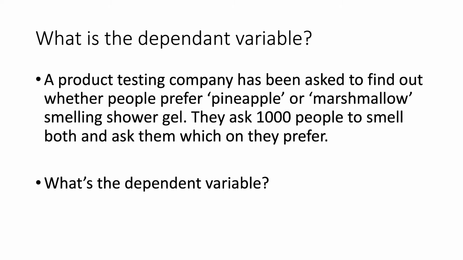Another example: a product testing company has been asked to find out whether people prefer pineapple or marshmallow smelling shower gel. They ask 1,000 people to smell both and ask them which one they prefer. So what's the dependent variable? Well, what are you measuring? You're measuring their choice or their preference. If you were to put the shower gels in two containers, one labeled A, one labeled B, the dependent variable would be the choice, so whether they've chosen A or B.